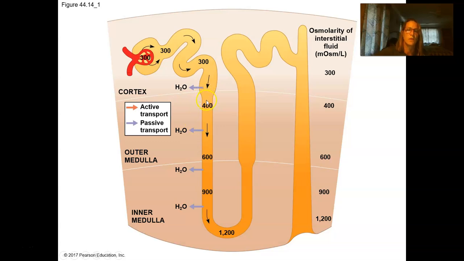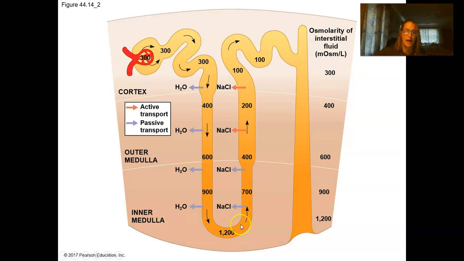Remember that I mentioned before that this descending loop of Henle was impermeable to salts. So salts can't come in, which would have been the other way of balancing this out. Salts can't come in, so the only thing that can happen is water leaves, and that's going to make this filtrate much more concentrated.